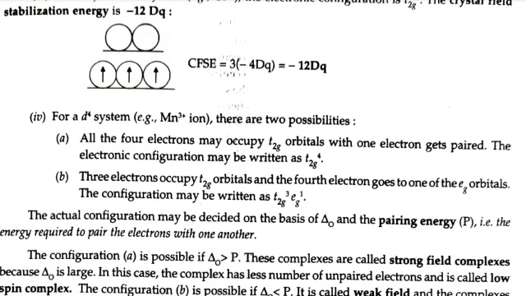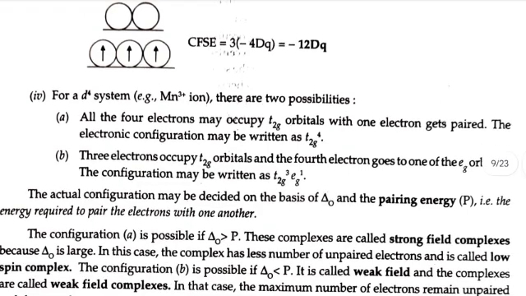All four electrons may occupy the t2g orbitals, with one pair of electrons paired. The electronic configuration may be written as t2g^4. Alternatively, three electrons occupy the t2g orbitals and the fourth electron goes to one of the eg orbitals. The configuration may be represented as t2g^3 eg^1.